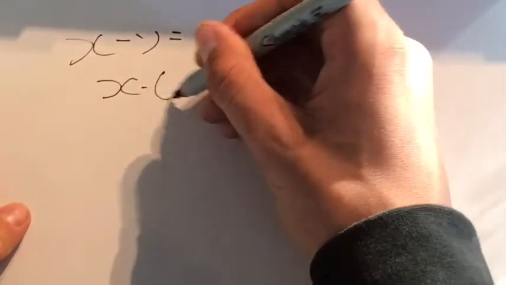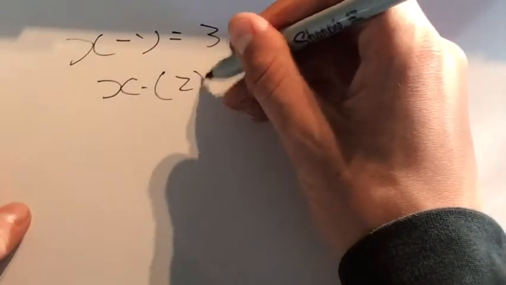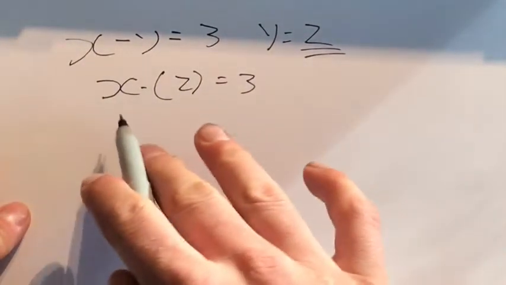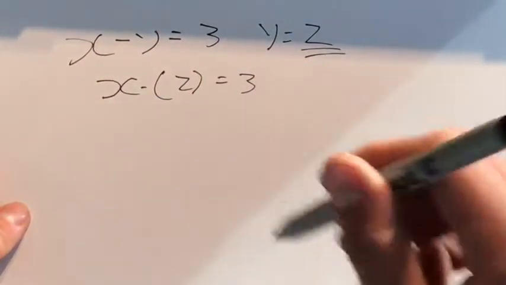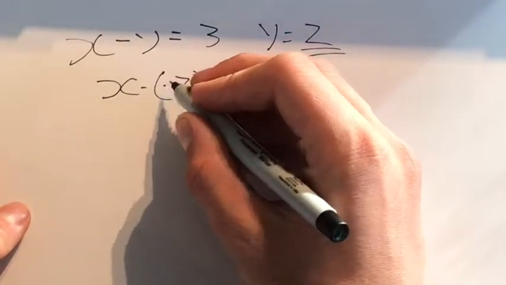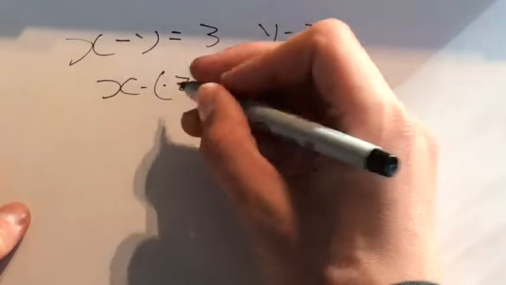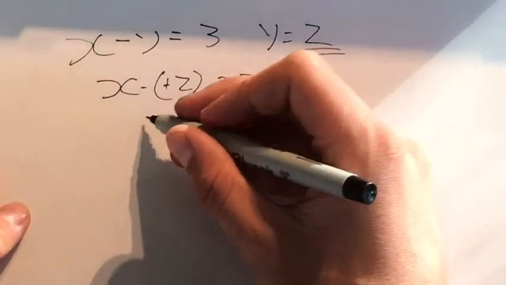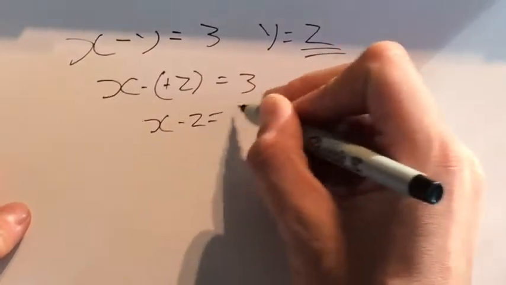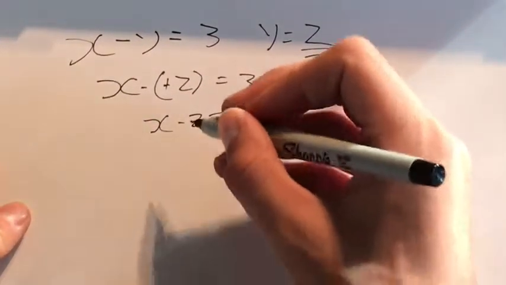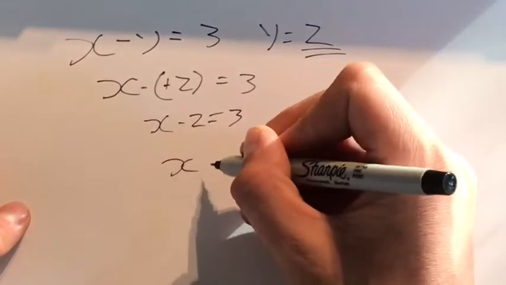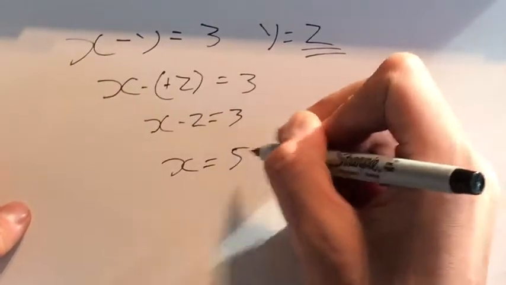x minus, in parentheses, 2 equals 3. And here's why we can kind of see it's important to have the parentheses, because if this was a negative 2, it would become positive because there's two negatives right here. But this is a positive 2, so it stays a negative. So x minus 2 equals 3. Add 2 to both sides, and you get x equals 5.